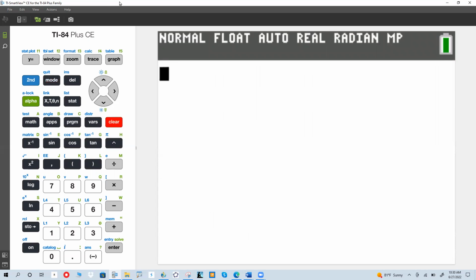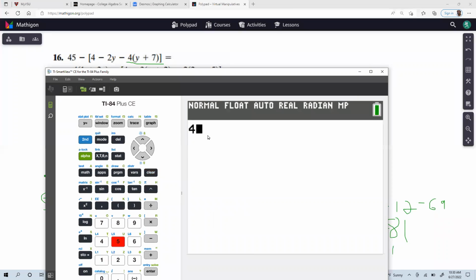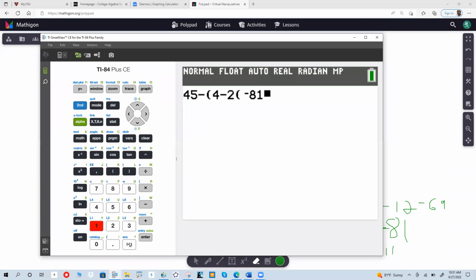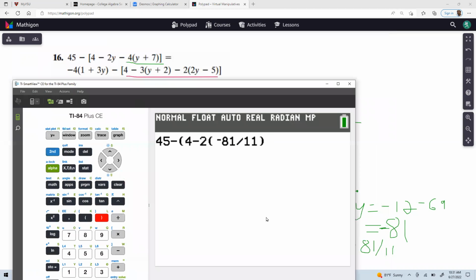This is probably something you guys know. Now I'm going to carefully enter 45 minus 4 minus 2 times. Okay, you have to enter negative very carefully. Negative 81 over 11. Okay, and I'm going to check a couple of times, and it does take a little bit of time. Negative 2. Instead of y, I'm writing negative 81 over 11. That's the value I got. Plus 7. You get an error message.